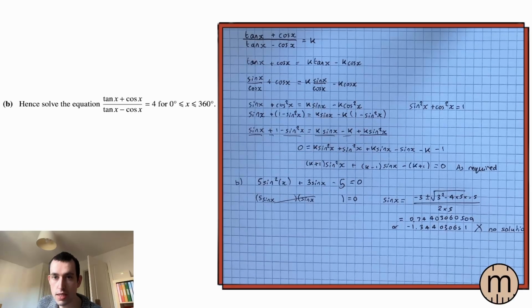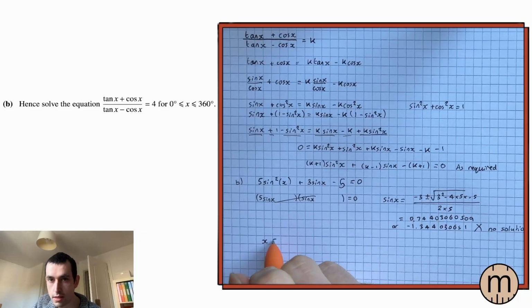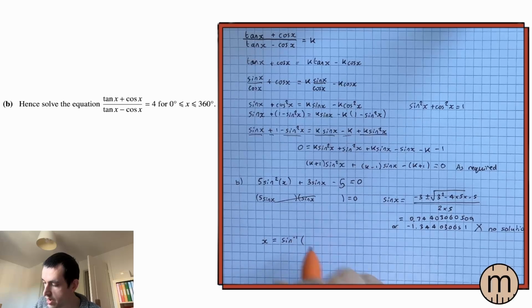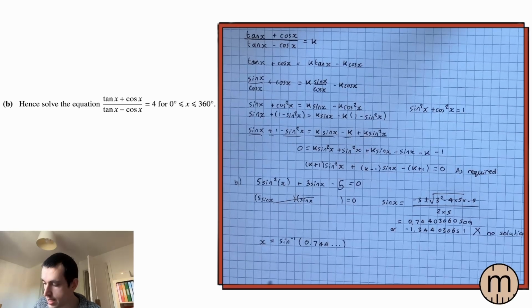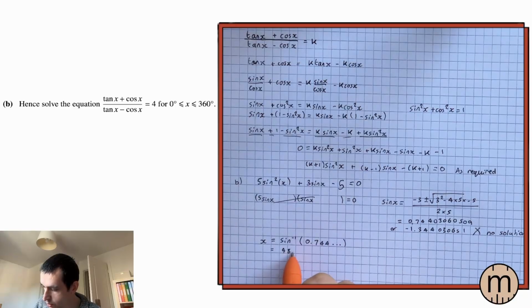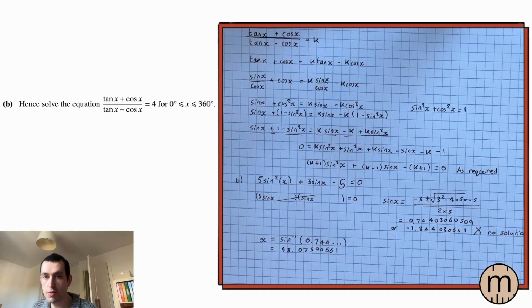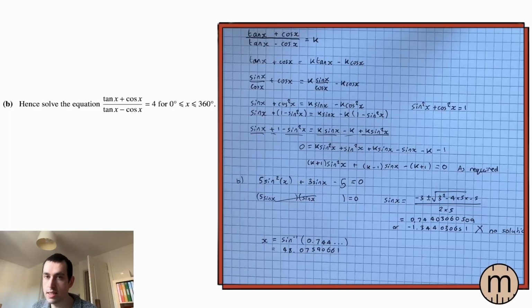So as usual with these, we're going to find the principal value first from the calculator. That's going to be the sine inverse of that value there. I'm going to use all the decimals, or I'm going to use the saved value in the calculator. There's no point rounding here because your final answer will be not as accurate. And I get 48.07590661. That's the principal value. As usual, cast diagram if you want.